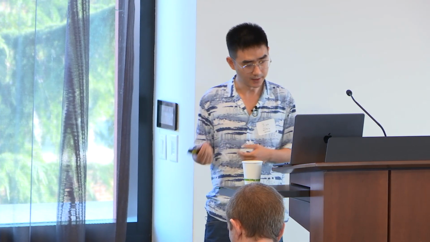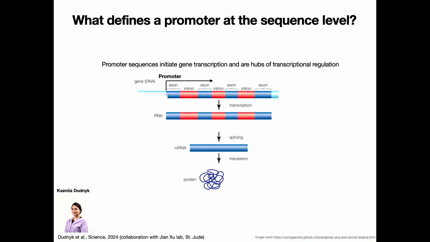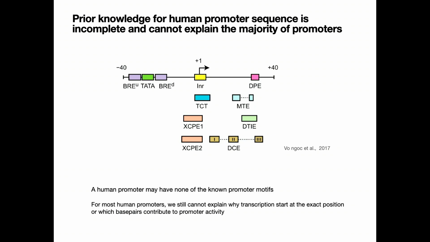But perhaps surprisingly, when we think of what a promoter should look like at the sequence level in the human genome, our understanding was still quite incomplete. In the past few decades, quite a number of so-called promoter motifs have been identified from many different organisms. But if we look at the human promoter, even a strong promoter might have none of those motifs. Like the TATA motif, depending on our threshold, is present in no more than 10% of human promoters. For most human promoters, you look at the sequence and it's still hard to tell why it is a promoter and why transcription starts at the exact position that it does. So we didn't have a full understanding of it.